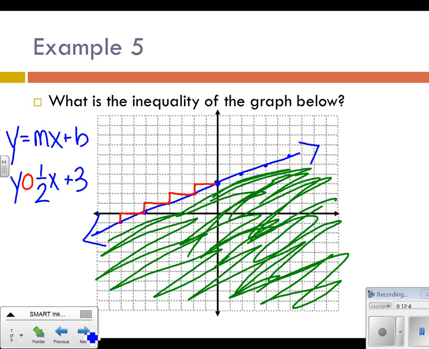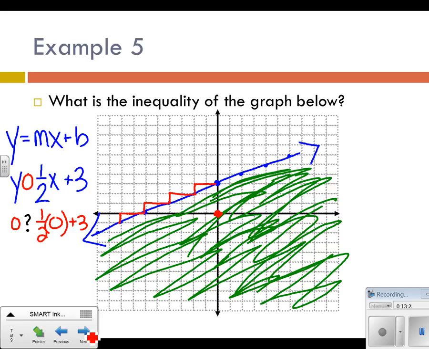Now to figure it out, what I like to do is pick a point that I know is a solution. And I know that 0, 0, the origin, is a solution. A lot of times I like to use the origin to figure out where to shade, because zeros are easy to work with. So I'm going to put 0, 0 in for my x and my y. So I'd have 1/2 times 0 plus 3, and here's our question mark. We're figuring out what the inequality is.